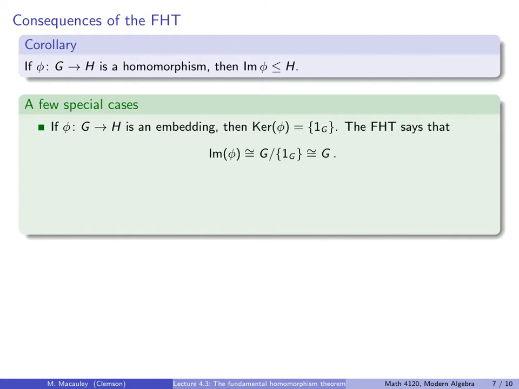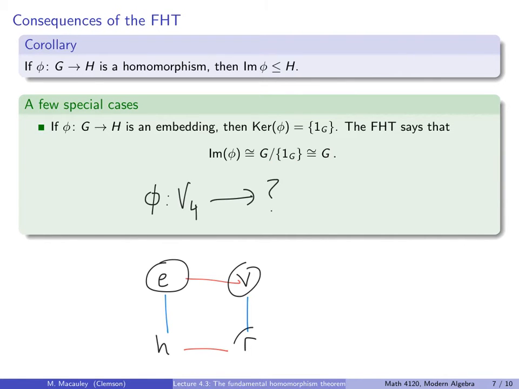For a visual picture of this, let's suppose that we have a homomorphism phi from V4 to, somewhere else, H. It doesn't matter. I want to draw the Cayley diagram of this, so E, V, H, and R. And if the kernel is just the identity, and then we do the quotient process, so here are the left cosets of the kernel, and if we quotient out by those, then nothing happens, and the resulting Cayley diagram is the same. So G mod the kernel is equal to G.